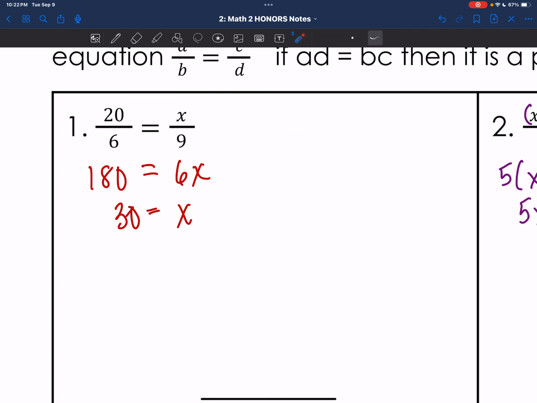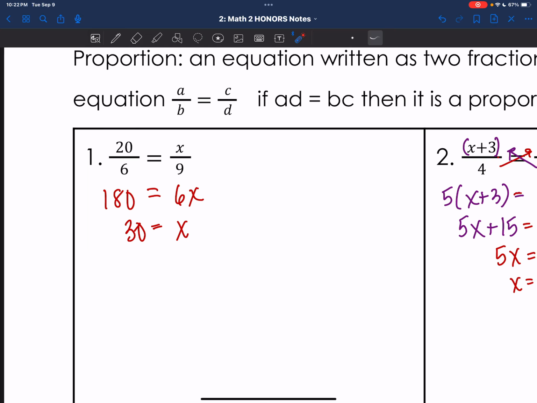So pretty easy. We're just going to go 6 times x, 9 times 20, solve for x, and you get x equals 30. So we're assuming these are a proportion, and we solved for it.